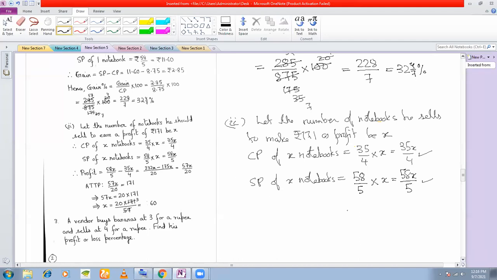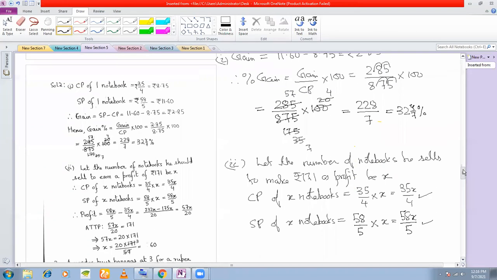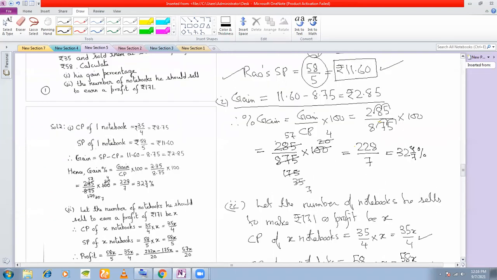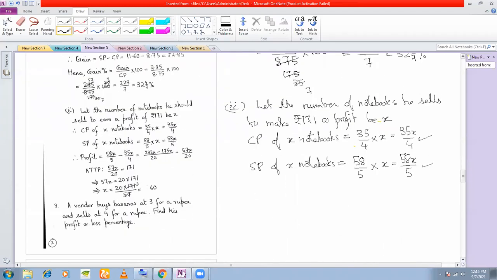Now you see among this fraction and this fraction, he was making a profit, right? Earlier, he was making a profit, isn't it? So here also, for selling X notebooks, he will be making a profit. "Sir, we can directly do it by the amount of profit divided by the profit in one book." No, but he is making a total profit of 171. For how many notebooks should he sell to make a profit of 171?